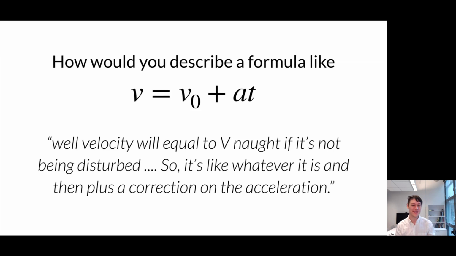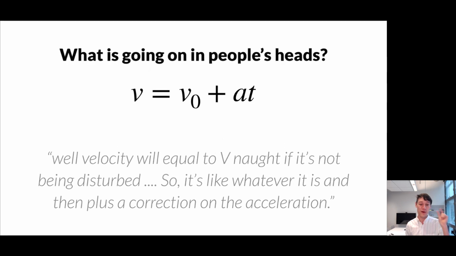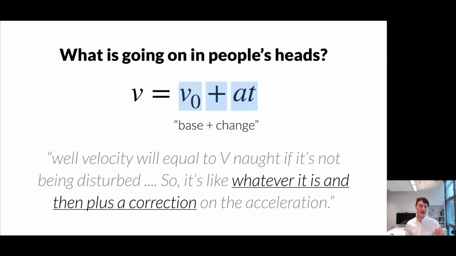And then what Bruce did was he did some analysis of these descriptions in order to find these common figures that might suggest what was going on in people's heads. So for instance, when someone said something like, whatever it is, and then plus a correction, this was indicative that they were processing the formula in a particular way that noticed that there was a base and there was a change.